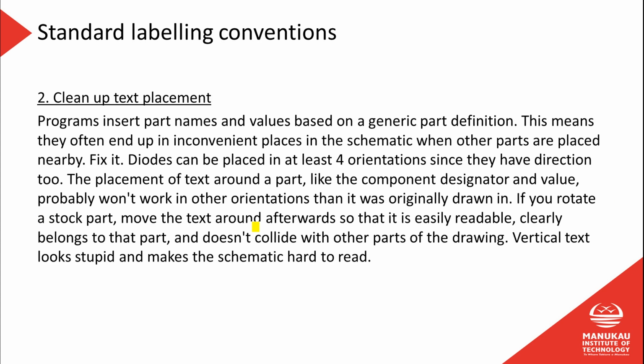Clean up text placement. Programs insert part names and values based on generic part definition. This means that they often end up in inconvenient places in the schematic when other parts are placed nearby. Fix it. Those can be placed in at least 4 orientations since they have direction too. Placement of text around a part, like the component designator and value, probably won't work in other orientations than it was originally drawn in. If you rotate the stock part, move the text around afterwards so it's easily readable, clearly belongs to that part, and doesn't collide with other parts of the drawing. Vertical text looks stupid, it makes the schematic hard to read. Alright, whoever wrote that one obviously has some pretty clear views on how we should be doing this stuff.